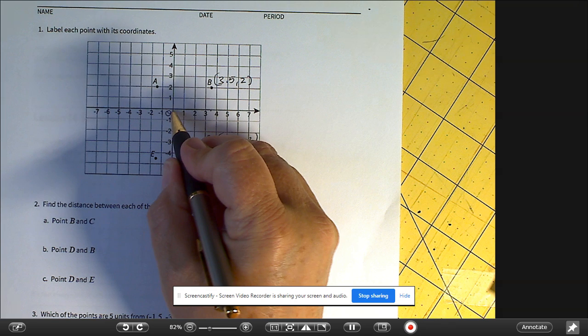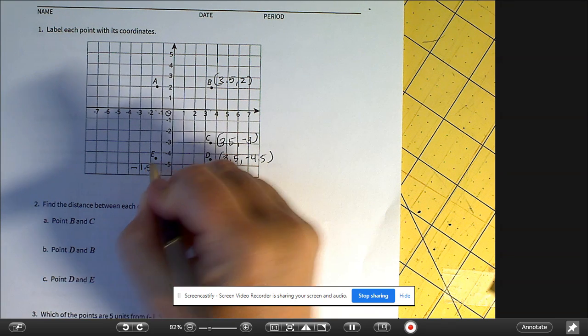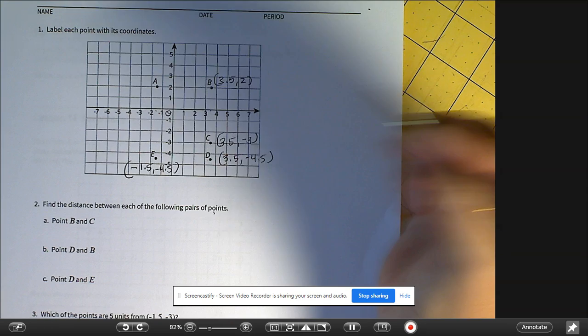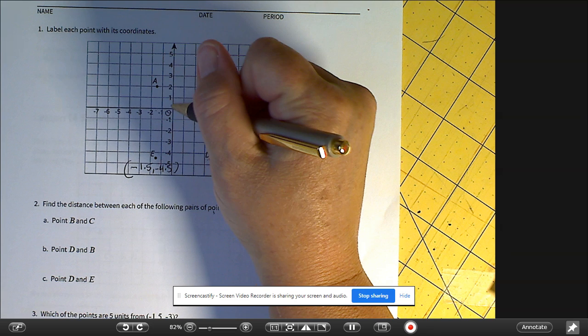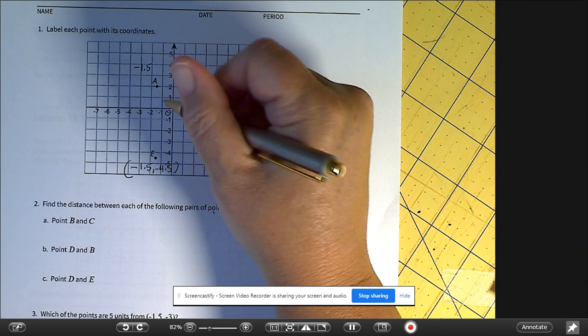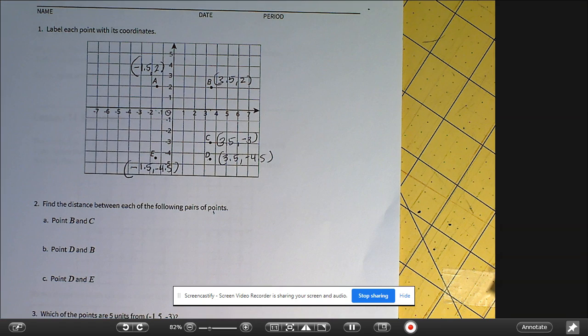E is -1.5 and -4.5. And A is -1.5 and +2. Okay, I think that's all the points.